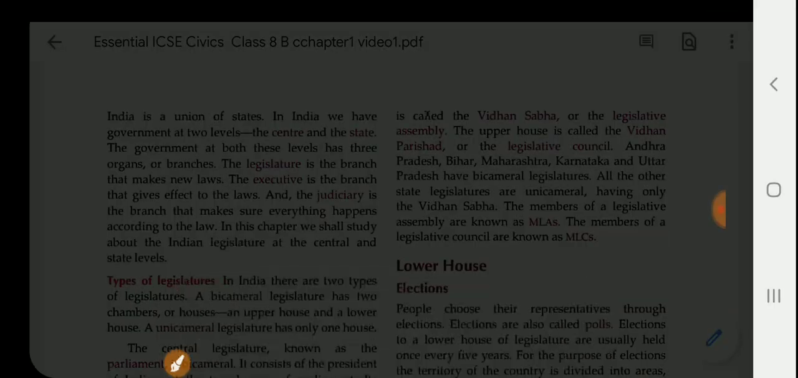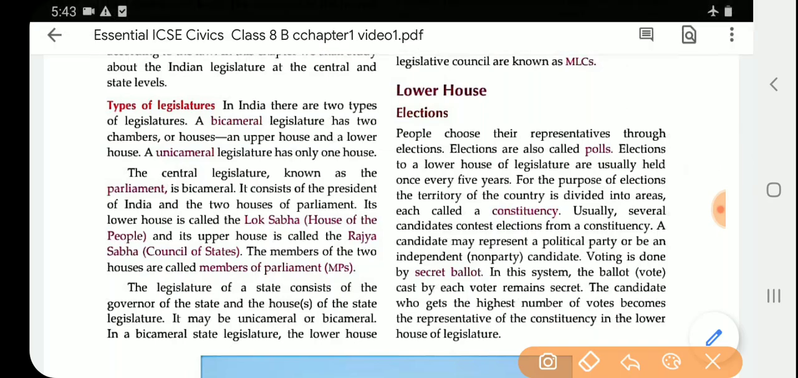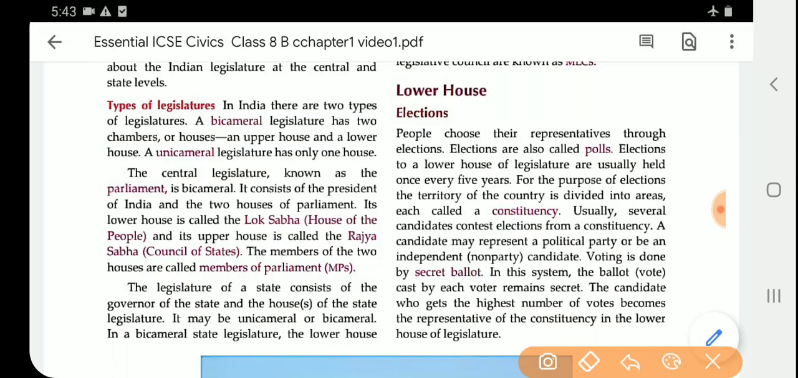Okay, now we shall study about the lower house. Now the lower house elections. Okay, the people choose their representative through elections. Now the people's duty here is to choose their representative through elections. Now elections are also called polls. Now what are elections called? If somebody asks you what elections are called, then you can say polls. Elections to a lower house of legislature are usually held once in 5 years.